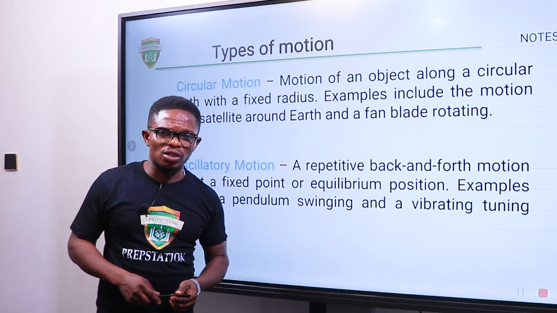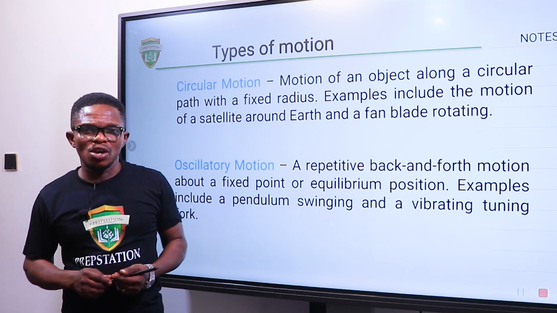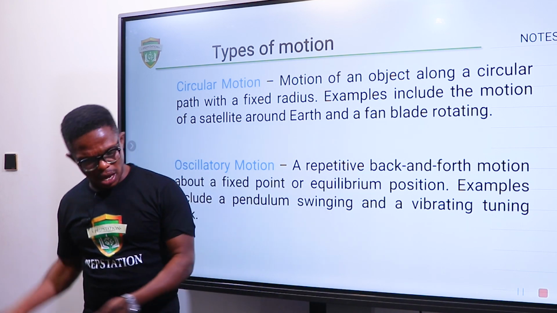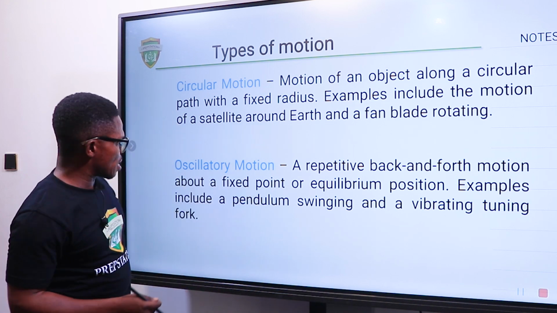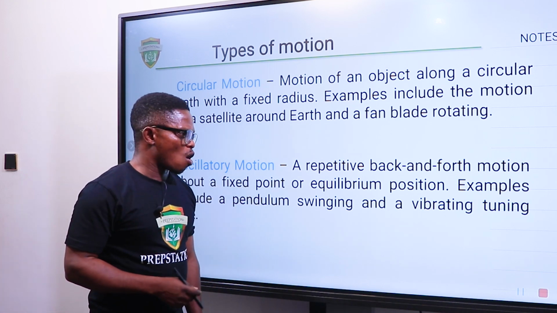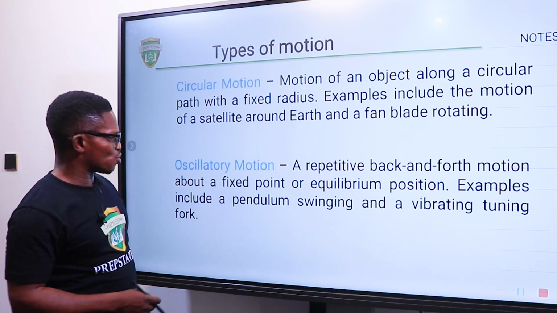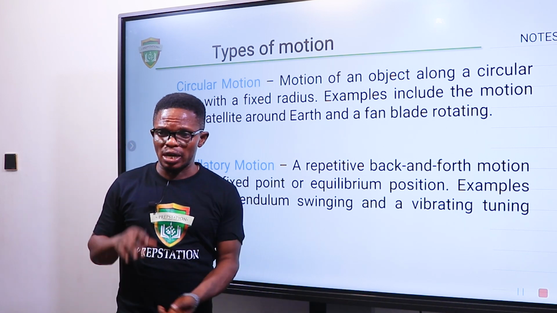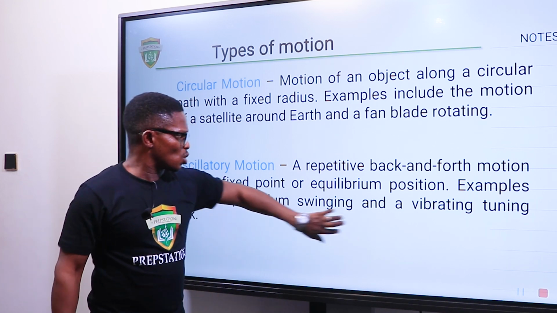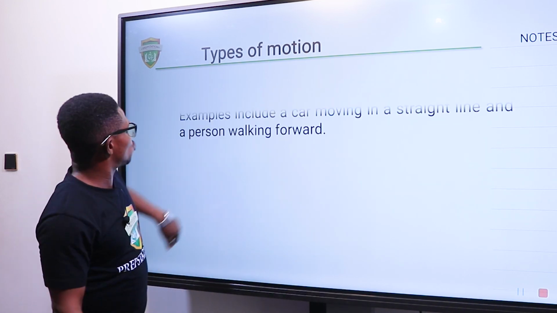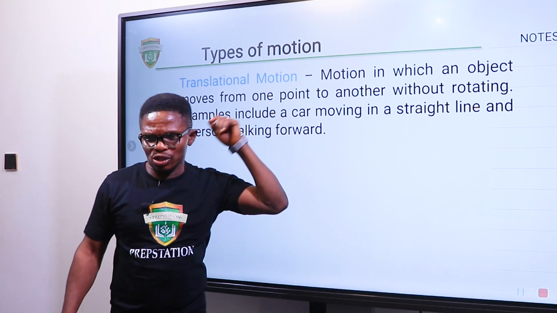Then oscillatory motion has to do with repetitive motion, where you have to and fro, an object moving left, right, up, and down. For example, a simple pendulum is an example of oscillatory motion. A vibrating tuning fork and a loaded spring are also examples of oscillatory motion. Then we have translational motion.